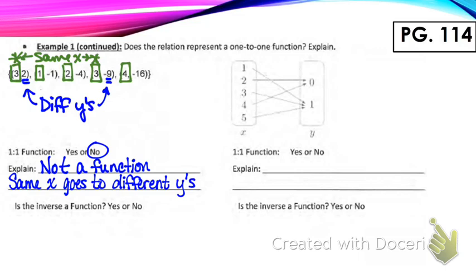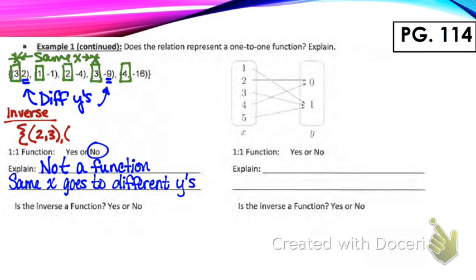Is the inverse a function? When we had our table, we were switching the x and y columns. If I have a list of ordered pairs, we are going to switch the x and the y in each ordered pair. So for my inverse, my first ordered pair is 3, 2, so I want to switch those numbers around. So what would that be? 2, 3.